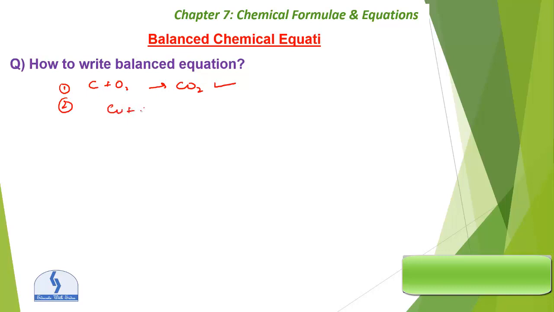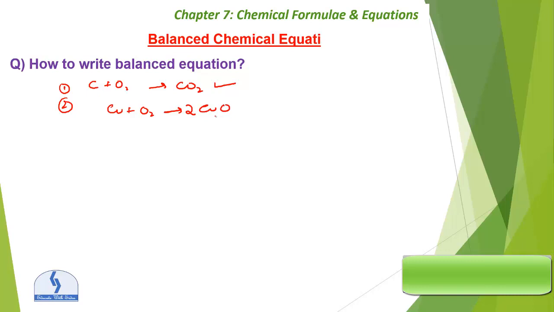Now copper reacts with oxygen, it will form cuprous oxide. So now balance it. How will you balance it? On the left hand side there are two atoms of oxygen. On the right hand side there is one atom of oxygen. So you have to put 2 over here to balance the oxygen. Now oxygen is balanced. What about copper?